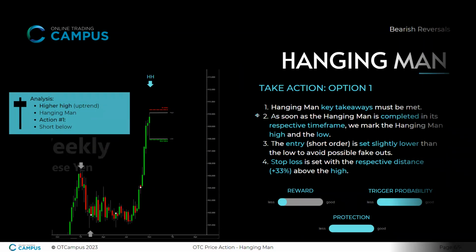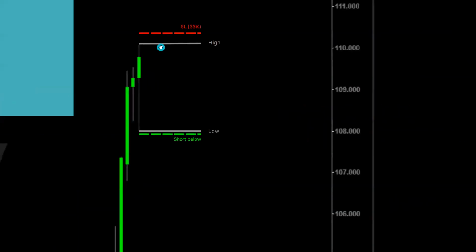Number 2: as soon as the hanging man is completed in its respective time frame, here it is weekly, we mark the hanging man high and the low. Okay, wait for Monday, because it's a weekly time frame. On Monday, we will start with another candle. It means we can use the high and the low here. Number 3, the entry, short below, right? That's a short order, set slightly lower than the low to avoid possible fake outs.